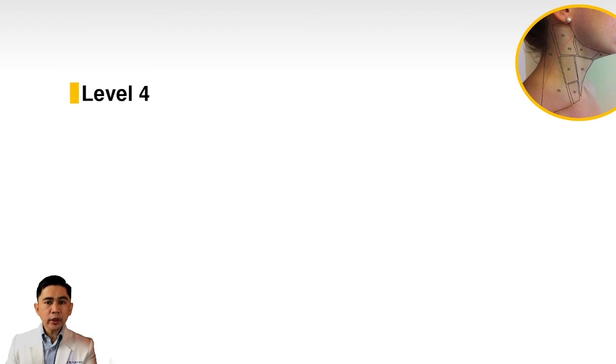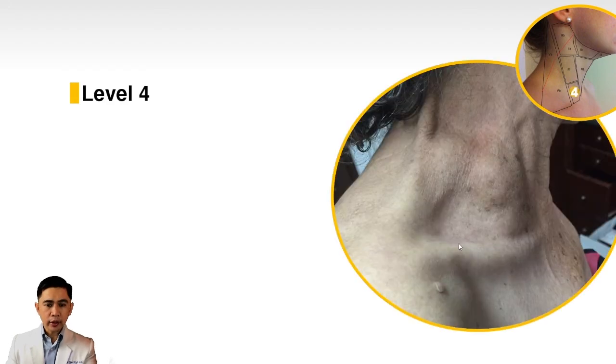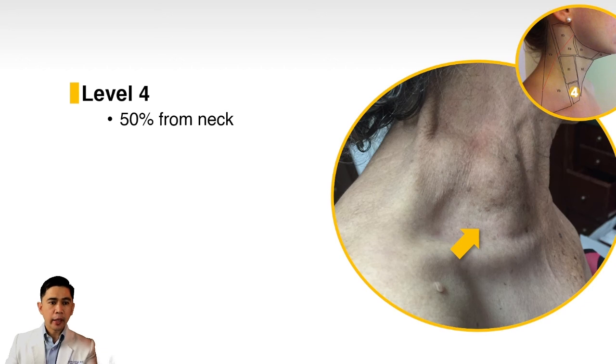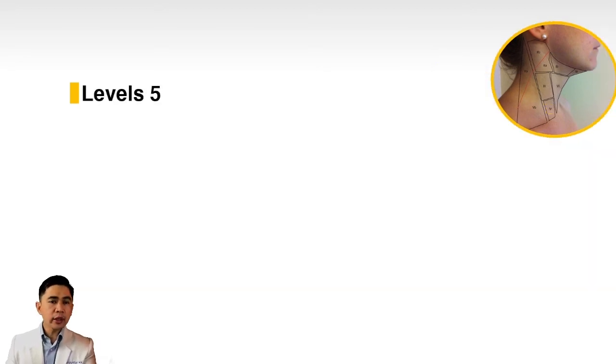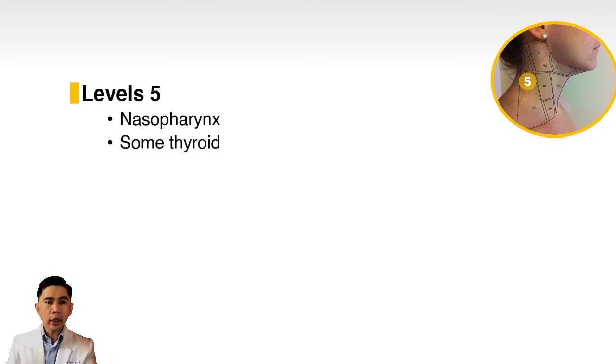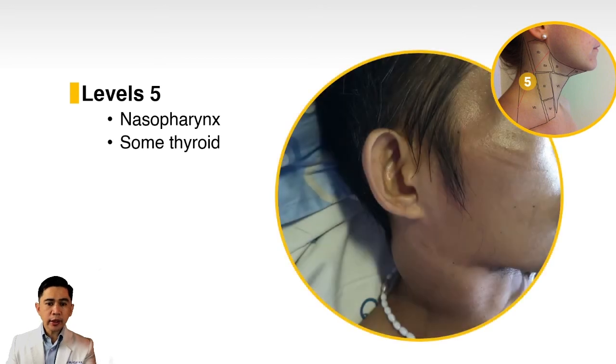When presented with level 4 lymph nodes alone, like this one, it is just above the clavicle. 50% of it comes from within the neck region. So either larynx, thyroid, hypopharynx, but 50% comes from below the clavicle. It can be from the chest or from a GI tract. If found in the left, we call it the Virchow's node. When presented with level 5 lymph nodes, usually it comes from the nasopharynx or in some thyroid cancers. So in this case, this is a case of a nasopharyngeal carcinoma.